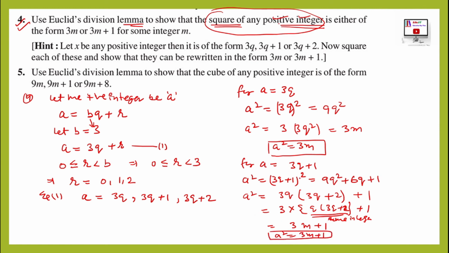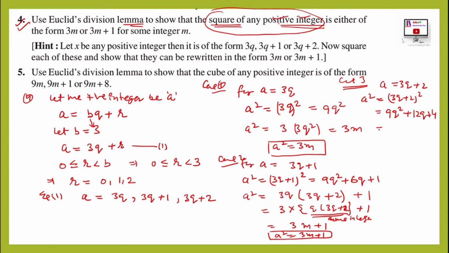Now consider the third case. This was case 1. This was case 2. And let us consider case 3. That is a is equal to 3q plus 2. So now a square will be equal to 3q plus 2 whole square. Again applying the algebraic identity, a plus b whole square. So it will be equal to 3q whole square means 9q square plus 2ab. It will be 2 into 3q into 2, so it will be 12q and plus 2 whole square, it is 4.